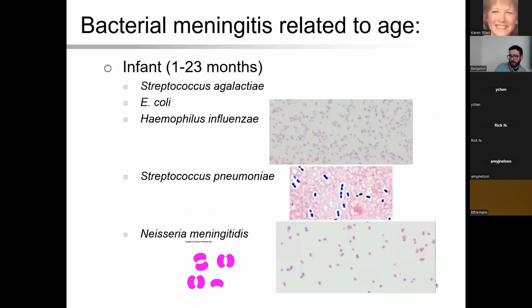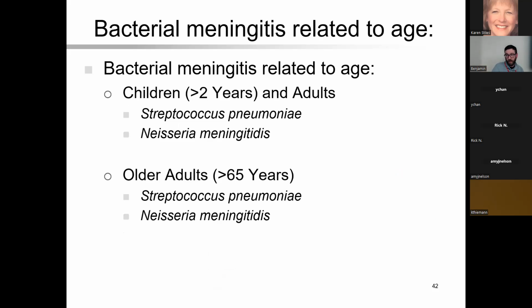And as we start to get a little older, group B strep again, E. coli, Haemophilus influenzae are causative agents. We start to see the strep pneumo and the Neisseria meningitidis. And then as we continue to go up in age, those strep pneumo and Neisseria meningitidis really become bad causative agents of meningitis.